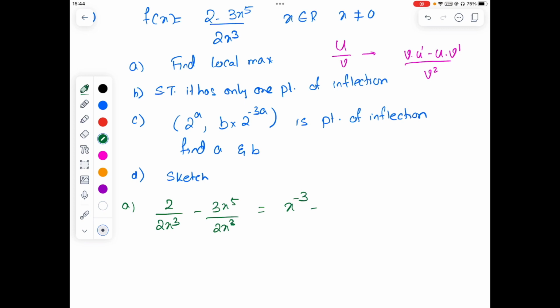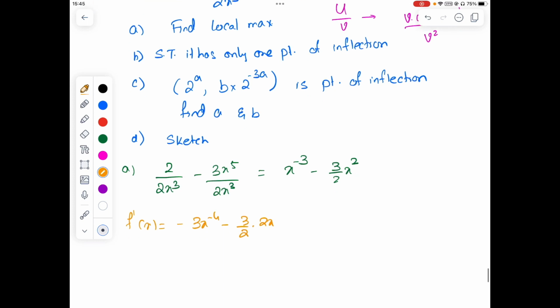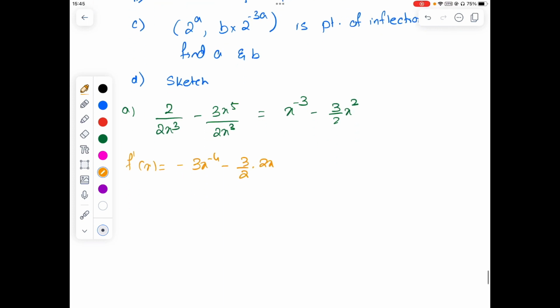x to the power minus 3 minus 3 upon 2 x squared. So you have to find the derivative of this one. So what is the derivative now? It becomes f prime x equals minus 3 x to the power negative 4 minus 3 upon 2 times 2x. And for the local maximum value, the first derivative should equal 0. So negative 3x to the power negative 4 minus 3x equals 0. So negative 3 upon x to the power 4 equals 3x. 3 cancels. Negative 1 equals x to the power 5.